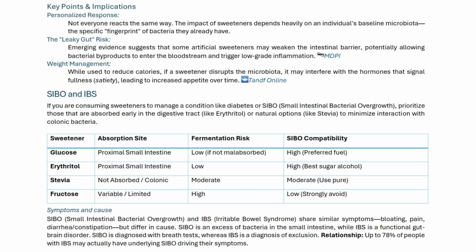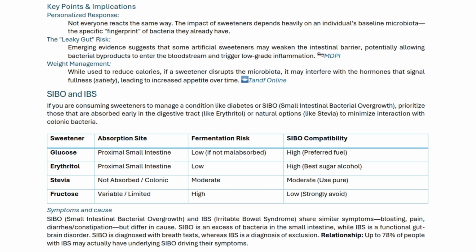When managing conditions like diabetes or SIBO, it is advisable to choose sweeteners that are absorbed early in the digestive tract, such as erythritol or natural options like stevia. This approach helps to reduce the interaction with colonic bacteria, which can exacerbate symptoms. The absorption site and fermentation risk of various sweeteners vary significantly.